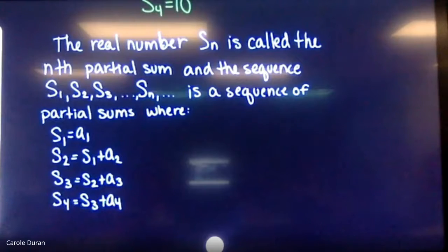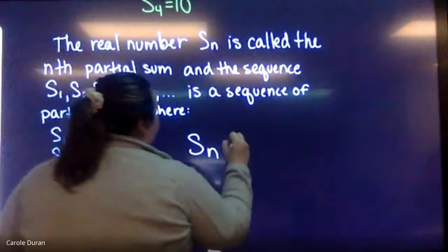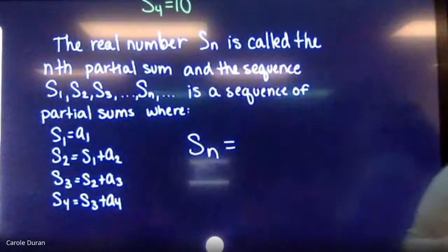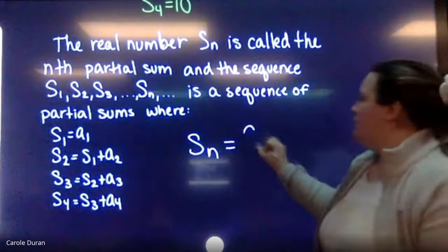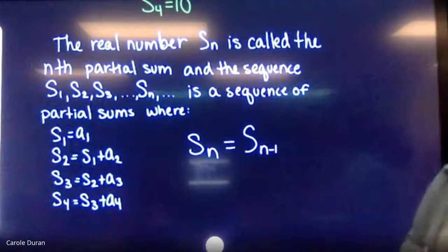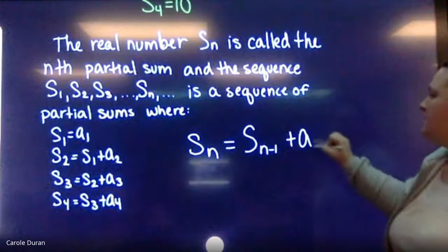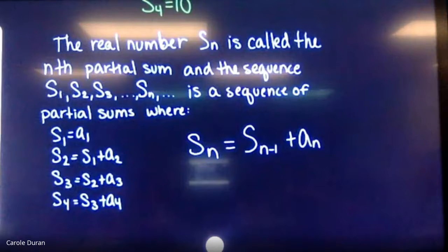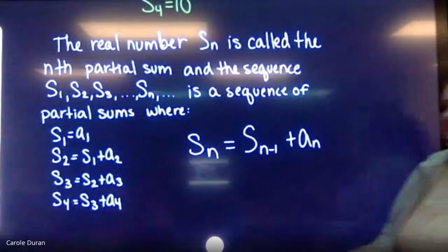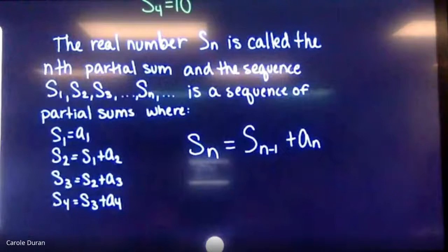So this is called the infinite sequence of partial sums. We can generalize this by saying that any partial sum S of n is equal to the previous partial sum plus term number n. Does that kind of make sense?